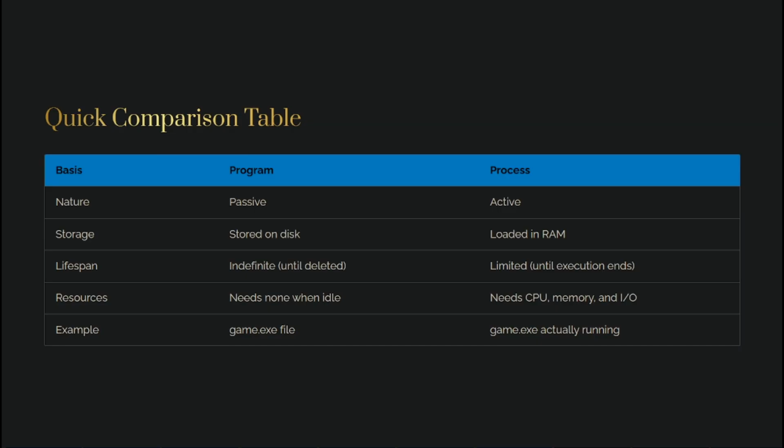Resources: a program needs none when idle, a process needs CPU, memory, and input output. Classic example: the game.exe file is the program. Game.exe actually running is the process.